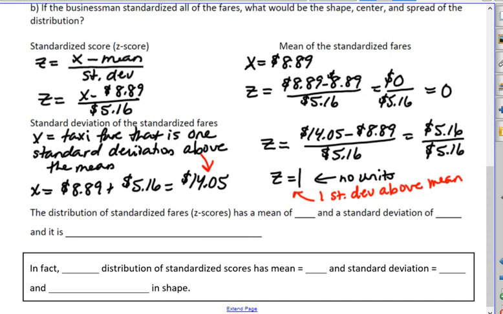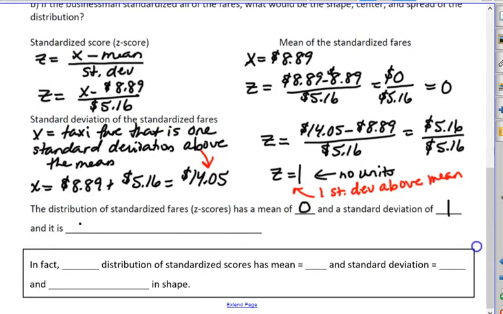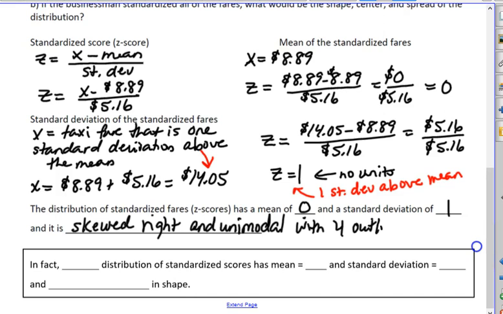So we can summarize that in this case, this distribution of standardized fares, z-scores, has a mean of 0 and a standard deviation of 1. And what about its shape? Well, the shape up here is skewed to the right with 4 outliers. It is still skewed to the right with 4 outliers, and unimodal. I'm going to go ahead and put that in because a lot of you forgot to write that before. Skewed right and unimodal with 4 outliers. So the shape is no different than it was before.